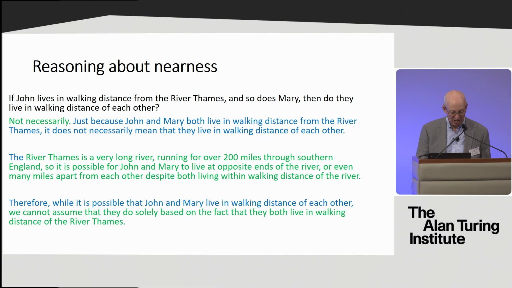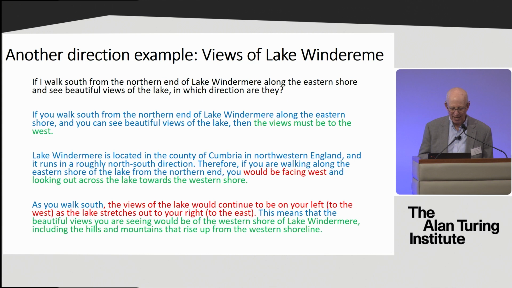I'm working on a joint project sponsored by ESRC and NSF in the States. This is basically run by a bunch of hearing humanities people. One of the corpuses we're looking at is Lakeland writings, travel writings in the Lakeland by Wordsworth and so forth. This is from one of the texts we're looking at the moment. So if I walk south from the northern end of Lake Windermere along the eastern shore and see beautiful views of the lake, in which direction are they?